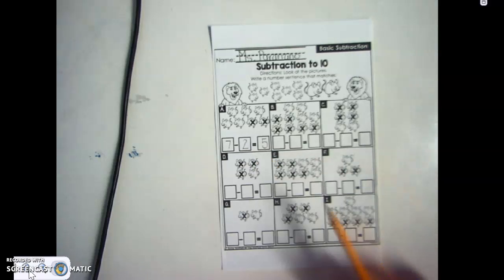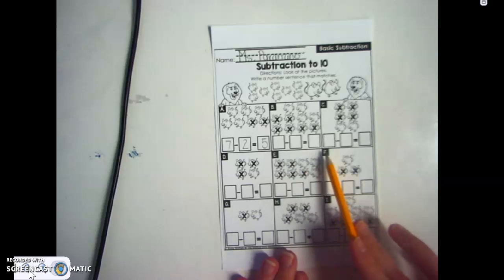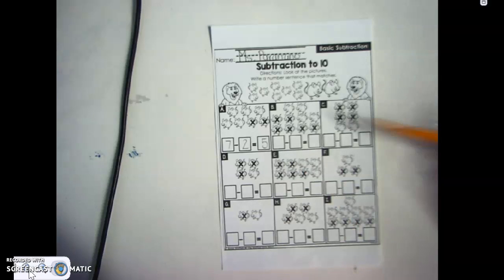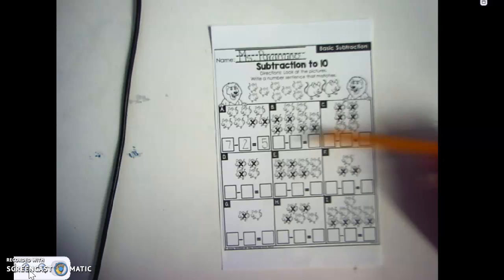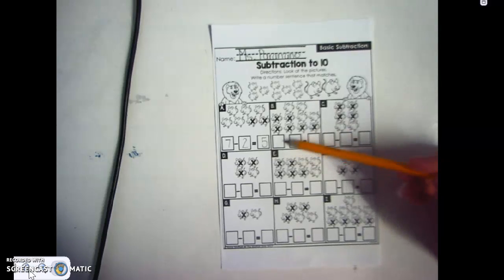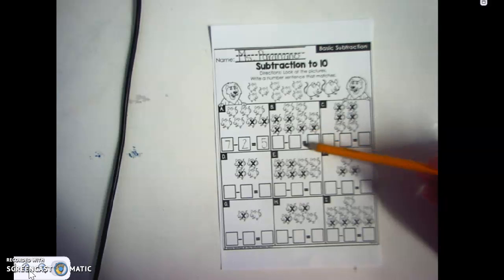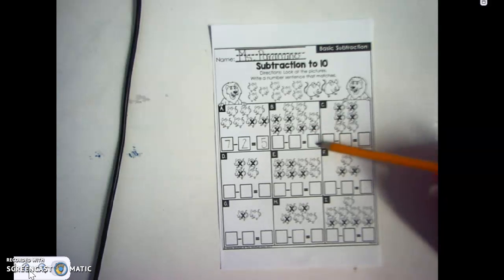Okay, friends, so remember, you're filling in the entire subtraction sentence. So to start, you're counting all of the mice and writing it here. Minus how many are taken away, how many have the black X, equals how many are left.